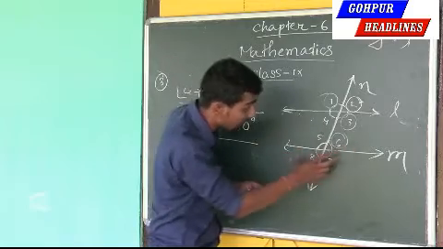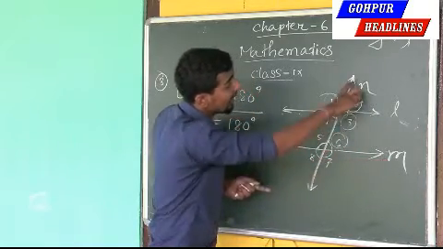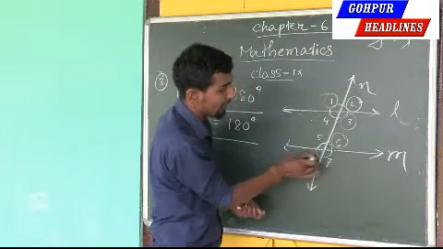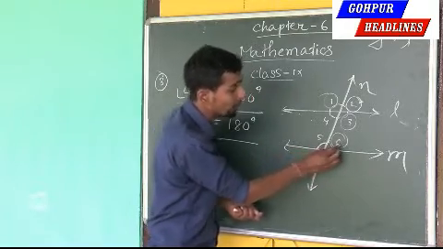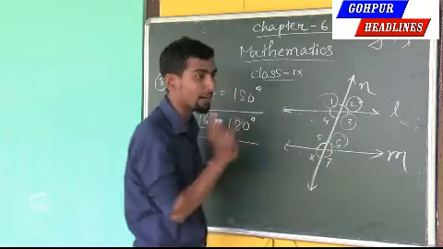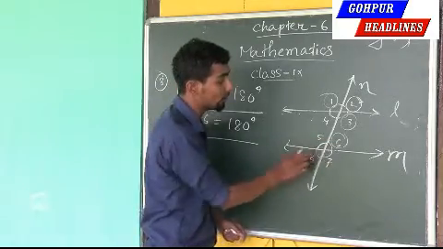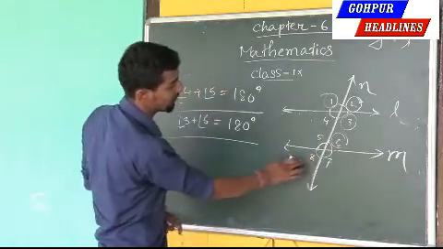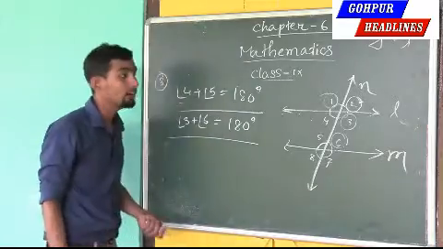Here what happens? M is a line and N is a line. If these two lines intersect, then the vertically opposite angles are always equal. So 6 and 8 are equal, and 5 and 7 are also equal.